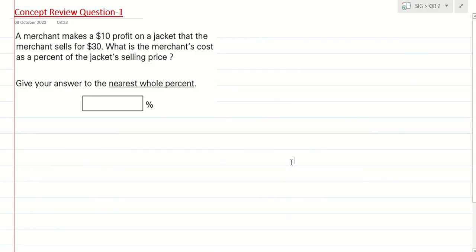Okay, let's understand this. A merchant makes a $10 profit on a jacket that the merchant sells for $30, which means the final value is 30. What is the profit we have? $10, which means the cost price is 20. So the cost price here is 20.